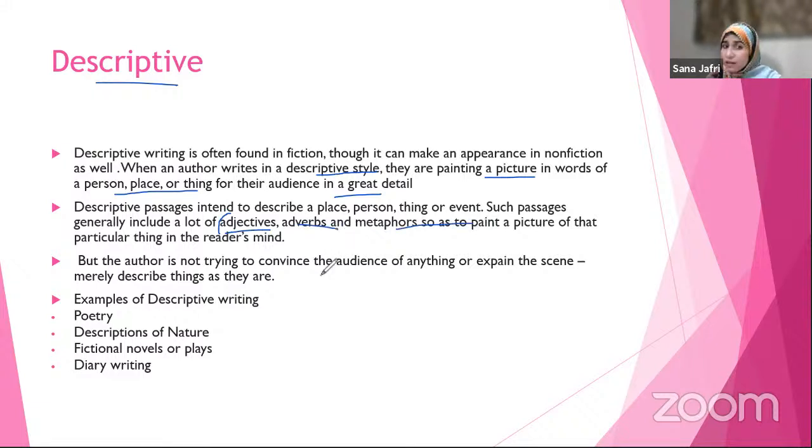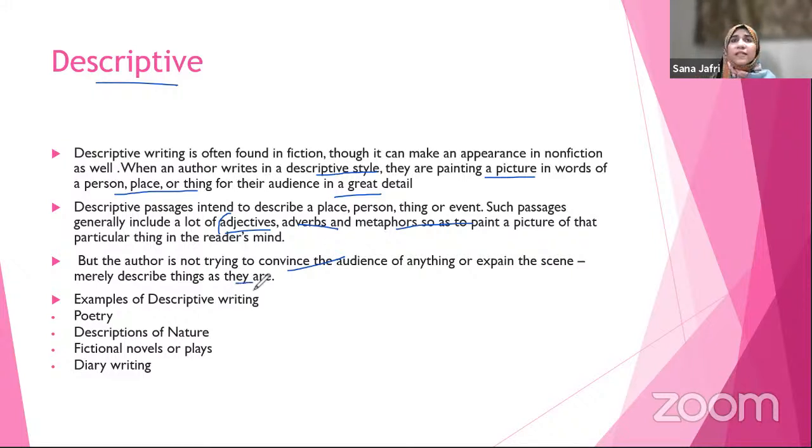mind. But here, the author is not trying to explain a heavy concept to you, nor is he trying to convince you about something, nor is he sharing any of his opinions, it may happen. But as such, he's not convincing or persuading you. All right? So that is descriptive for you.